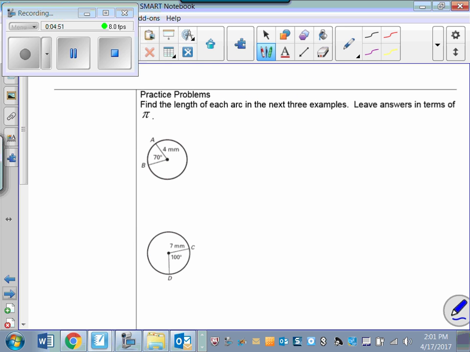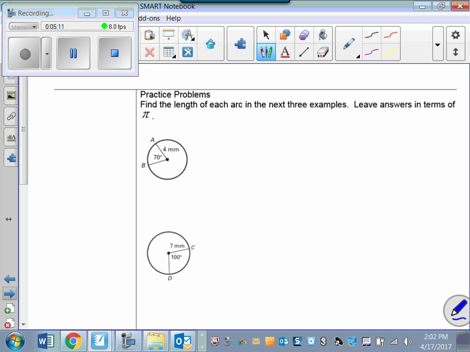Okay, we got some practice problems here. So let's take a look at a couple of these. Find the length of each arc. Okay, leave your answers in terms of pi. That just means my answer is going to have pi in it. I'm not going to take the time to go punch it into my calculator and get a rounded off decimal.